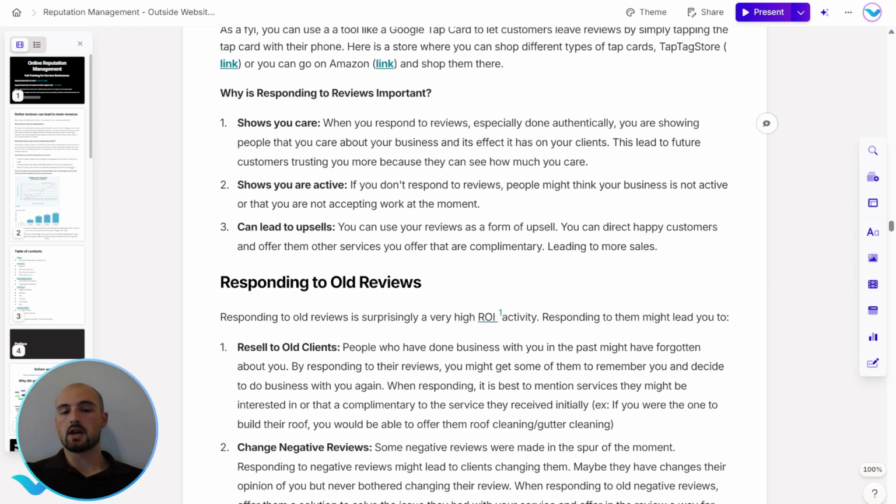So number one, shows you care. Number two, shows you're active. So it shows that your business is ready to take on business. It's active, it's going on, and we're going to talk about how to respond to them in a way that also does that. So it's both how to and also the timeliness of it. If you're responding quickly, it just shows you care about your clients.